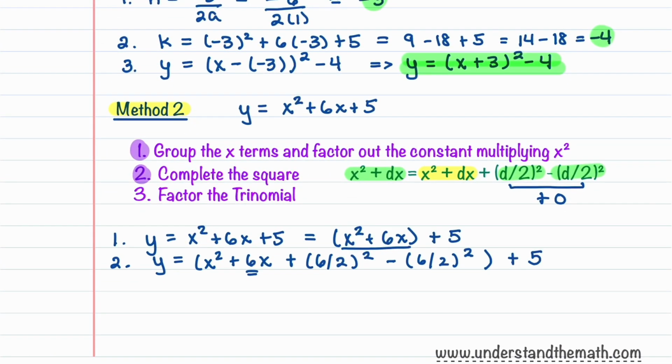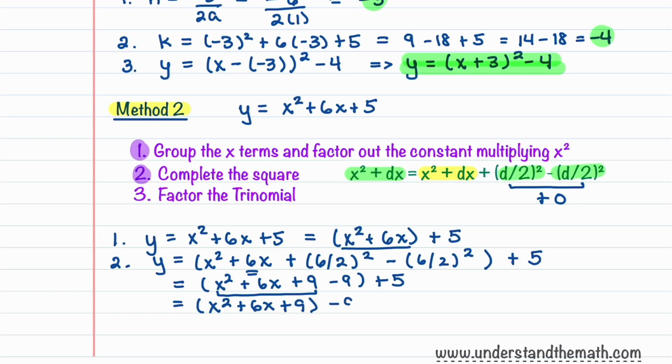Now let's do some simplification. This is x squared plus 6x. 6 divided by 2 is 3. 3 squared is 9, so we're going to add 9 and then subtract 9. And then there's our 5 coming along for the ride. Now we are going to group these together. So let's write this as x squared plus 6x plus 9, and then minus 9 plus 5. Now we can go on to our third step.